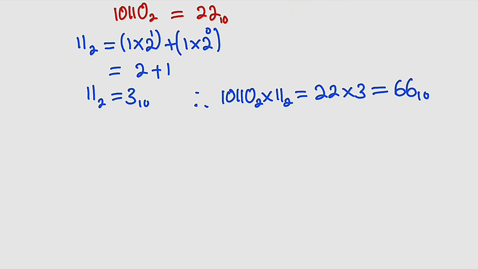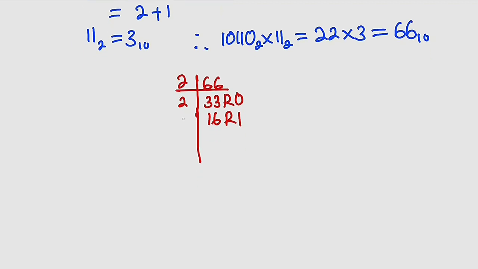We are going to perform a successive division of this number 66 using a prime number 2. So we have 66 down here, then we have 2 at the back. How many times can 2 divide 66? It's 33 times without remainder. Then you plug in 2 again. 33 divided by 2 is 16 with a remainder of 1. We continue doing the same thing. 2 into 16 is 8 without remainder.